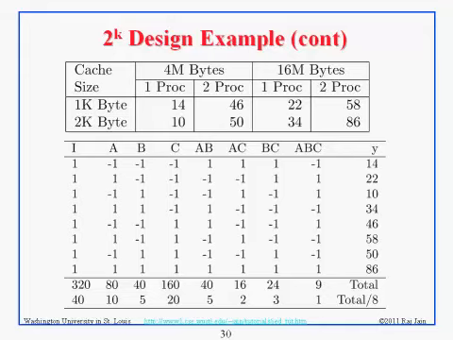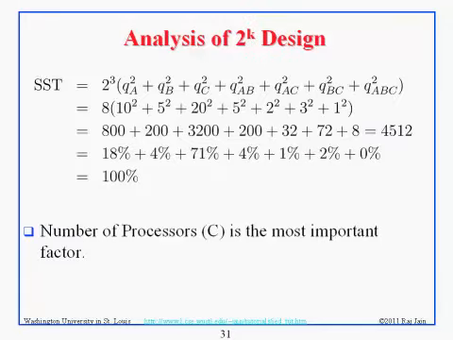The rest of it is very similar to what we did before: multiply the column, vector multiplication, add up, divide by 8, and you get the effects. And then you square the effects and multiply by the number of experiments. So 8 times qA squared plus 8 times qB squared and so on and so forth. And that says that the total variation is 100%. Out of that, 18% is due to factor A, 71% is due to factor C. And the interactions are 4%, 1%, 2%, and 0%.